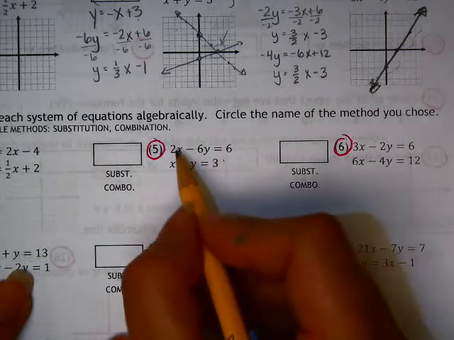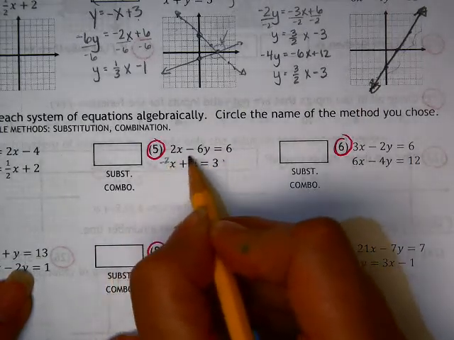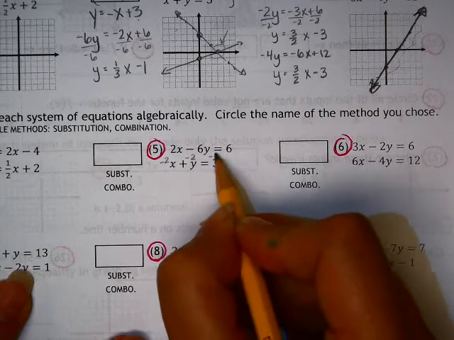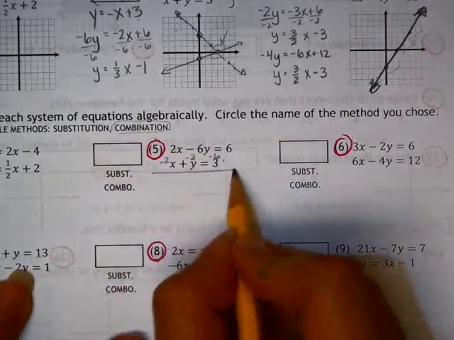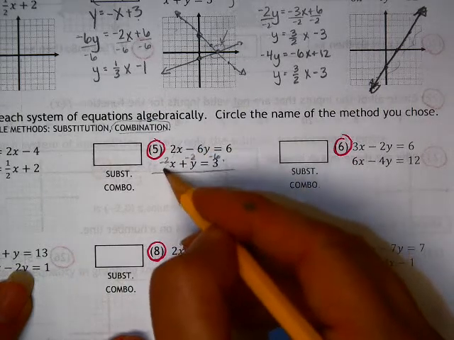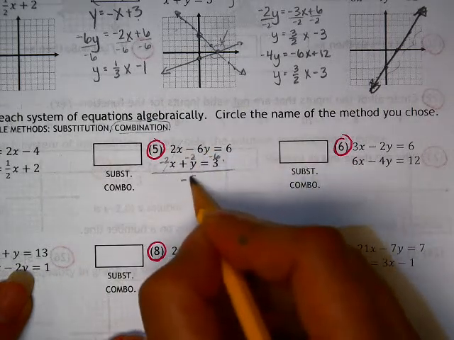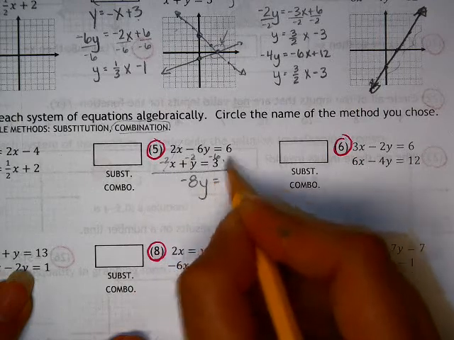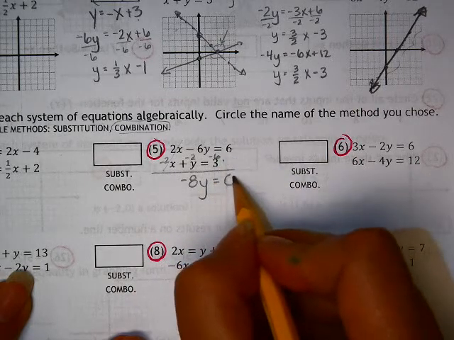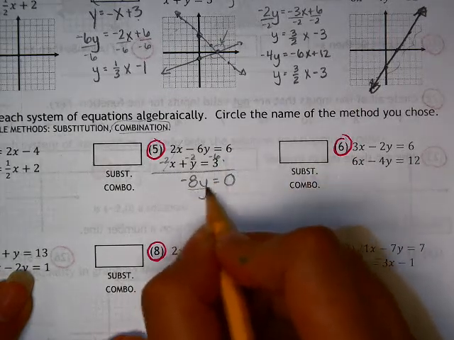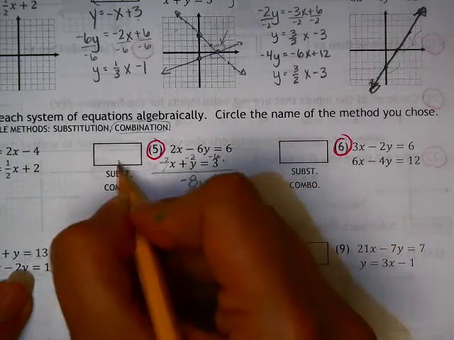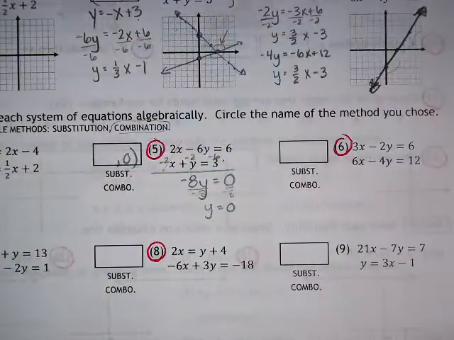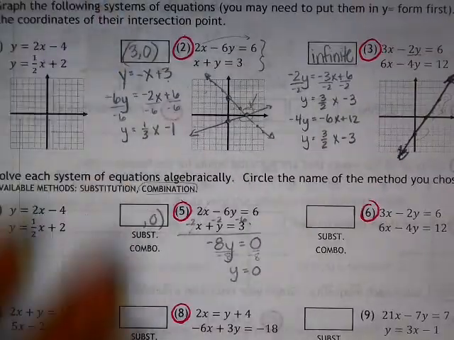So for this one here, I can see that if I multiply this through by a -2, meaning the combination method, and then add these together, that will cancel, leaving me with a -8y, and then this will cancel, leaving me with a 0. So when I divide by a -8, I get that y is equal to 0. Well, that's what I had last time up here, so that seems to work out pretty well again.